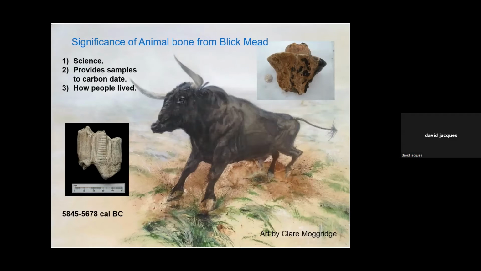We've got dates from them, as you will see, but as I was saying earlier, in terms of how people were living, the presence of these giant animals gave us an insight into the fact that there probably were potentially hundreds of people at Blick Mead at certain points in the year. And why were they there?